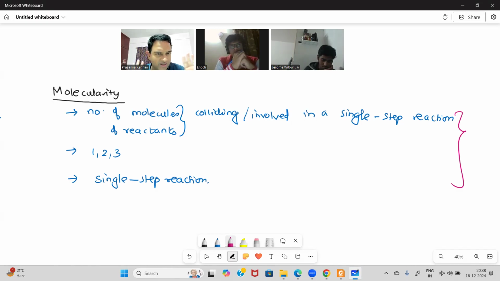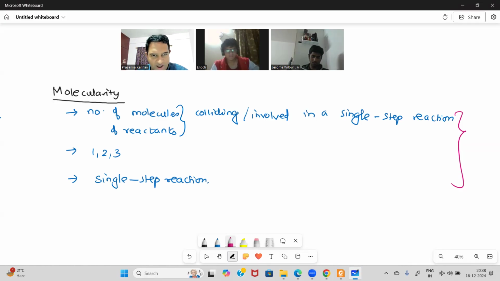If the reaction is a single step reaction that we are talking about, then for that reaction your order and molecularity will be the same. Usually, I can say again, order and molecularity will be the same for a simple single step reaction. All right. Point number 2.